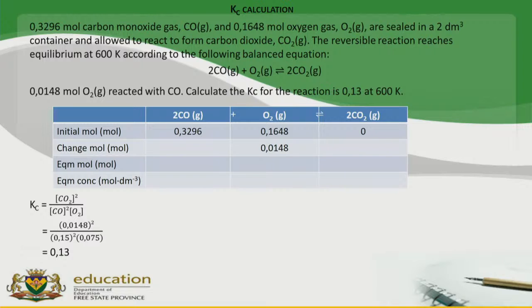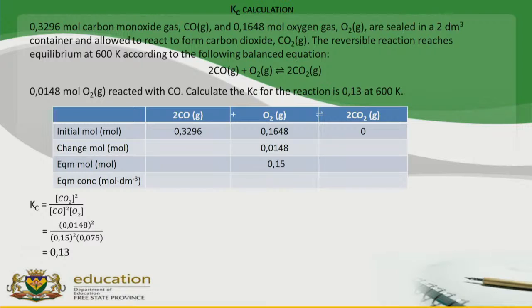And then you are told that 0.0148 moles of oxygen reacted with CO. So the change is the amount that reacted for the reactants or the amount of product that was formed for the product. So you know that 0.0148 reacted of oxygen. Therefore, you know that reactants are being used, so you minus. Therefore, at equilibrium, the amount left after the reaction of oxygen will be 0.15 moles.